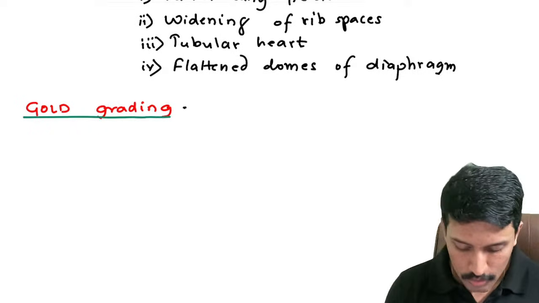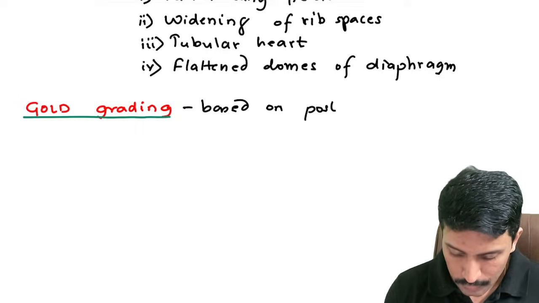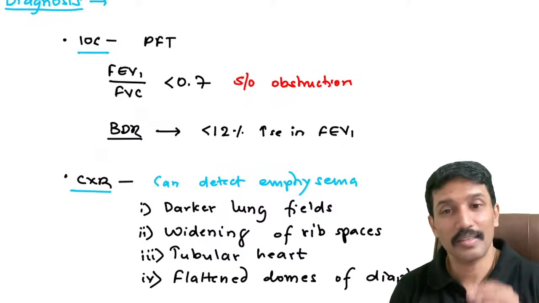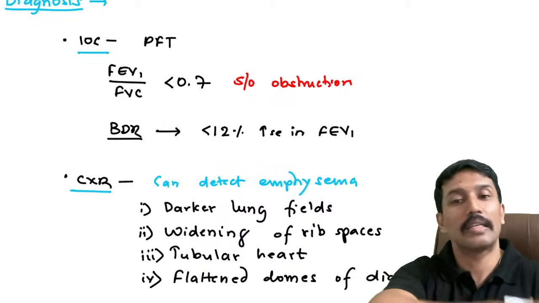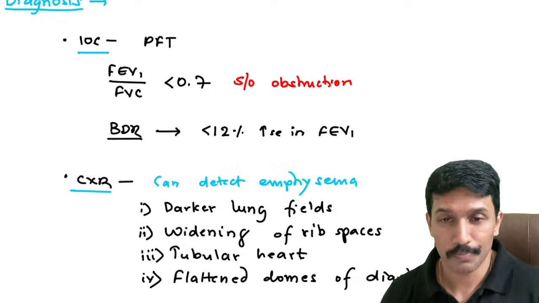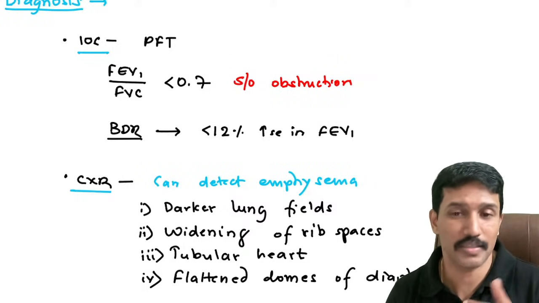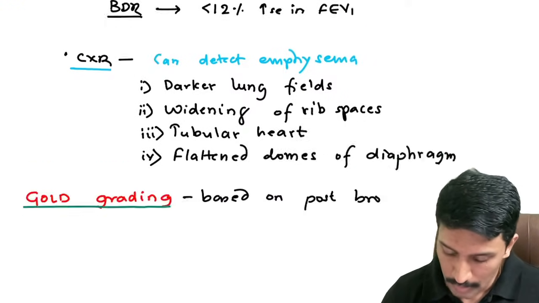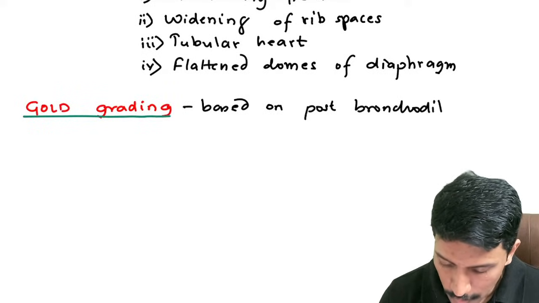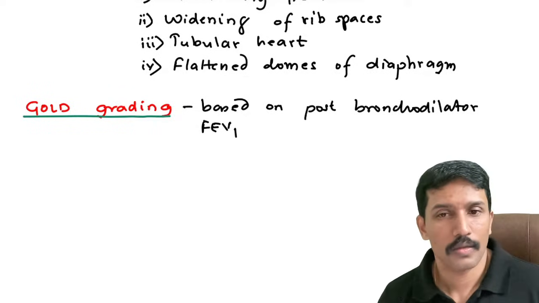So it is based on post bronchodilator FEV1. That means we did a bronchodilator reversibility test and checked the FEV1, and we saw how much it increased from the baseline value, right? That's how we do the bronchodilator reversibility test. So after giving the bronchodilator, the FEV1 value that we get, the post BDR FEV1, is used for grading the COPD.